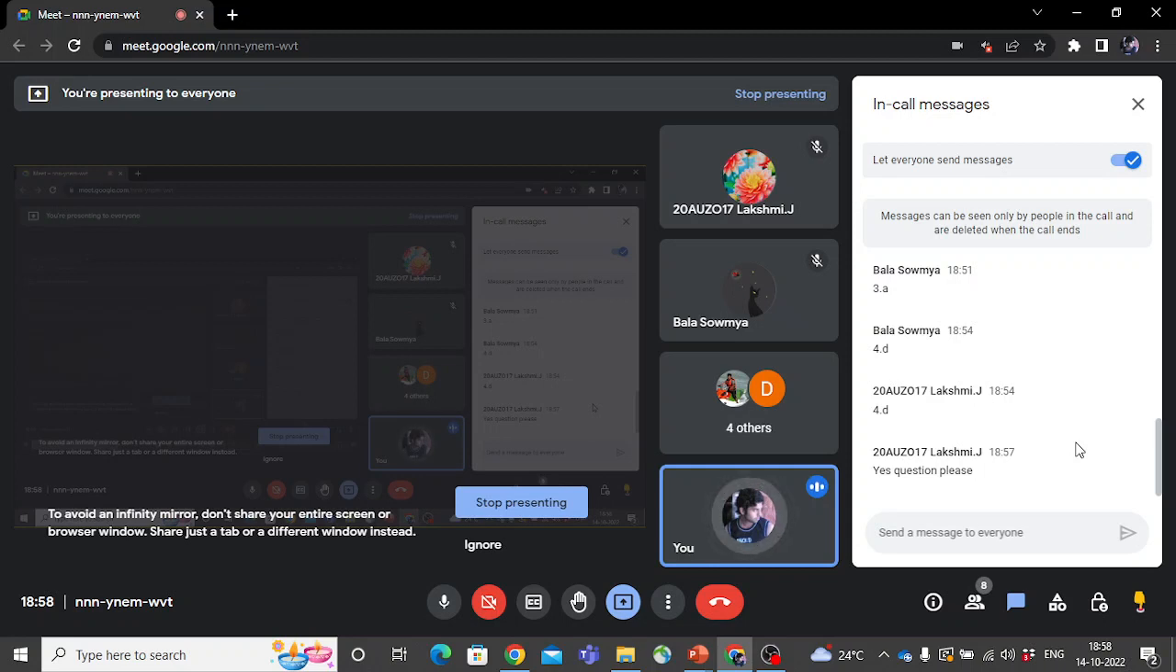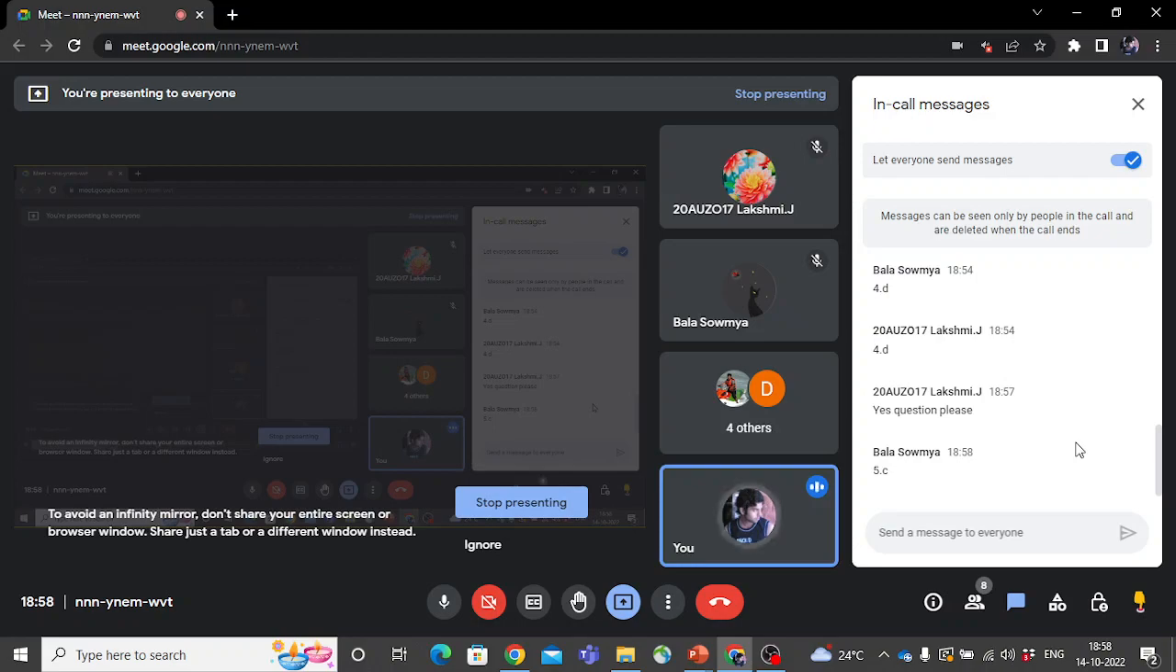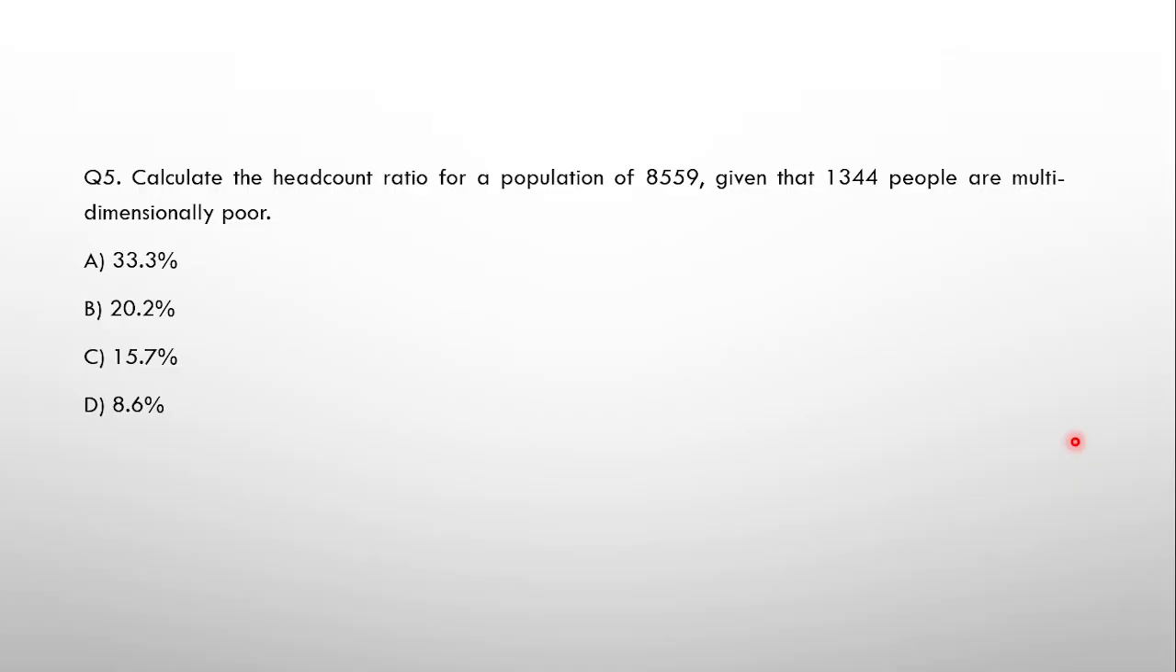Okay, did you understand what headcount ratio is, or do you need me to go back to the slide and explain? Yes, absolutely right. Why? Because 1344 divided by 3559 gives you 0.157. Multiply that by 100, so you get 15.7% of the people who are multidimensionally poor. You just have to calculate the percentage here. That is what the headcount ratio means.